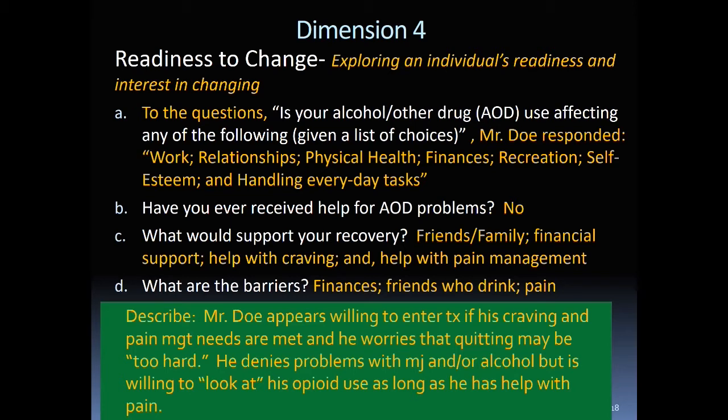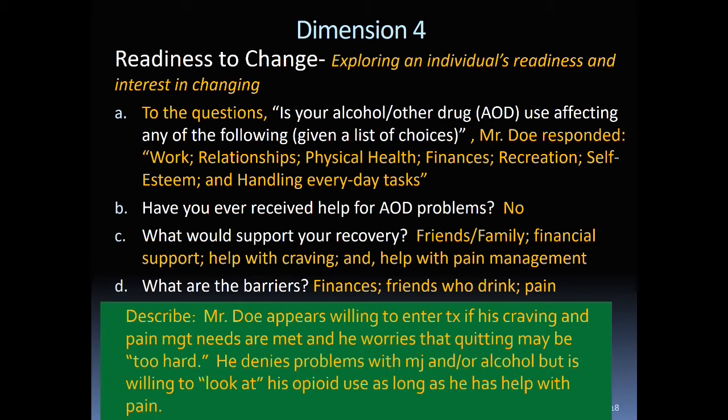This is where we want to explore John Doe's readiness and interest in changing, and also this is where you're going to be able to get an idea of what stage of change Mr. Doe may be in, pre-contemplation, contemplation, whatever the case may be. So for A, to the questions, is your alcohol, other drug use affecting any of the following? Given the list of choices, Mr. Doe responded, work, relationships, physical health, finances, recreation, self-esteem, and handling everyday tasks.